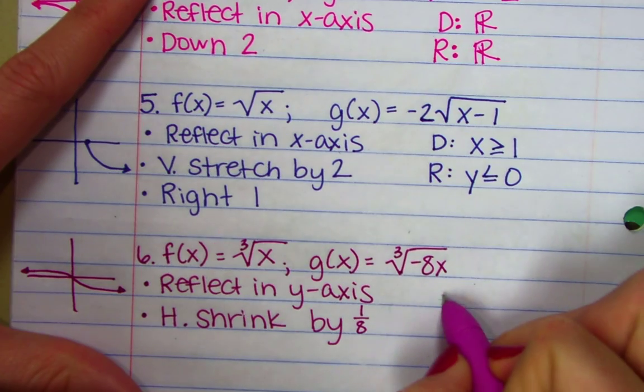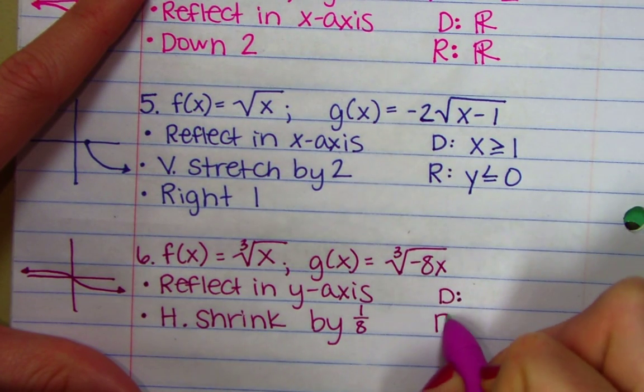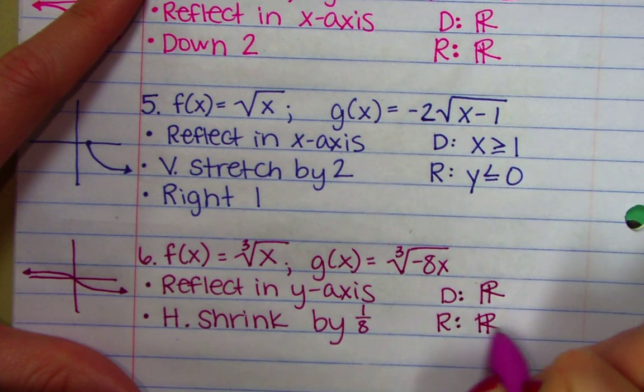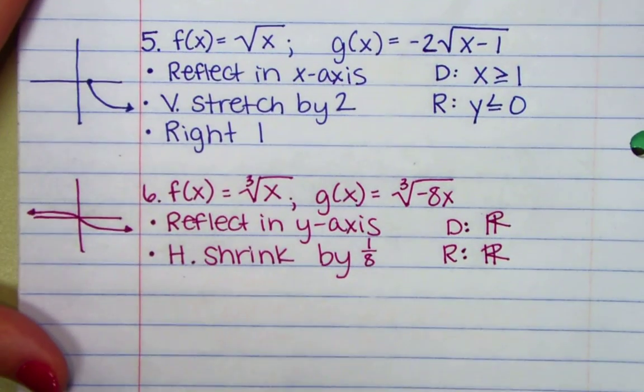And what's the domain anytime it's a cube root? What's the range anytime it's a cube root? All real numbers. All real numbers on both of those.